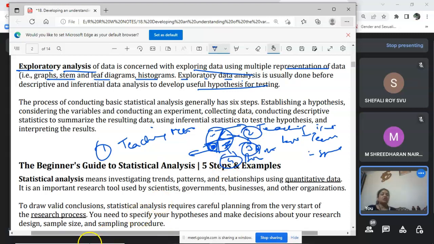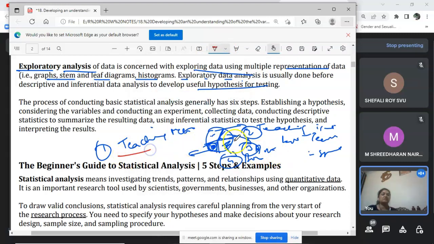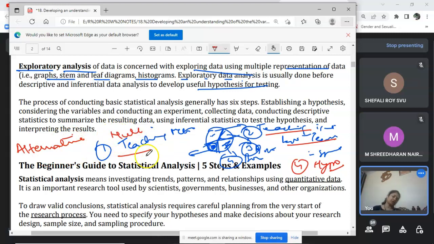Whether this or this. Now to understand all these things, we have to analyze it, to check which of these four hypotheses is okay. Whatever is the correct one will be the alternative hypothesis. Whatever is the wrong one will be the null hypothesis. Got it?